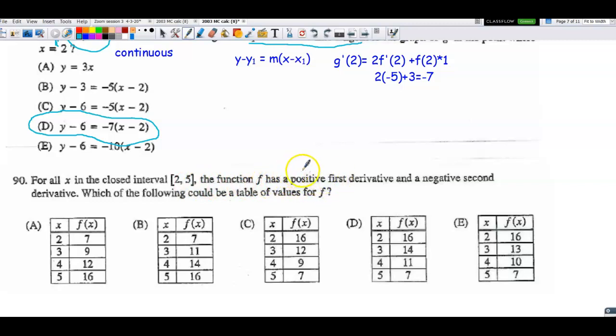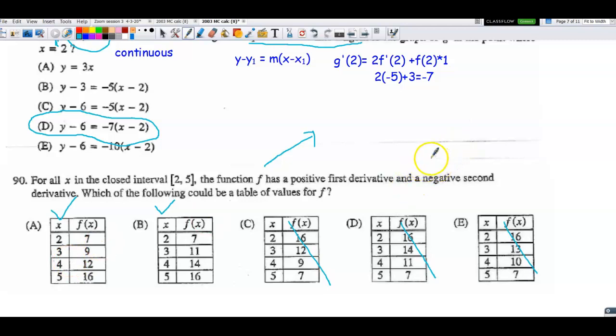All right, for number 90, for all x in the closed interval 2 to 5, f has a positive first derivative. If we have a positive first derivative, that means f is increasing, and a negative second derivative. Which of the following could be a table of values for f? Let's get rid of anything that's not increasing. 7, 9, 12, 16, this one's still in. 7, 11, that one's still in. 16, 12, that's decreasing. 16, 14 is decreasing. So it's between these two right here.